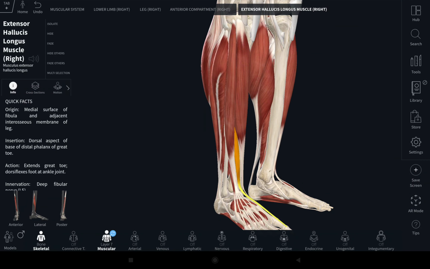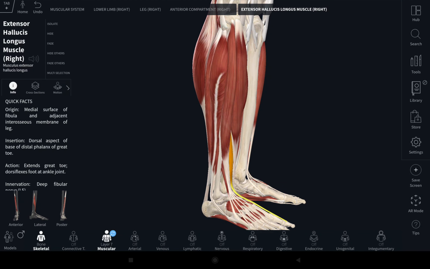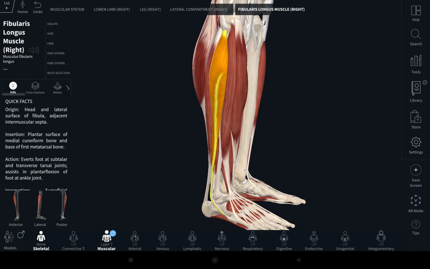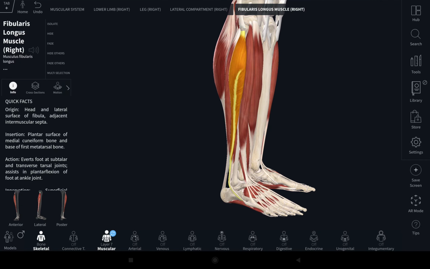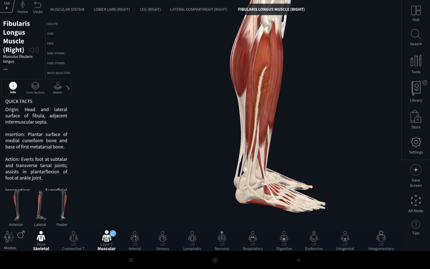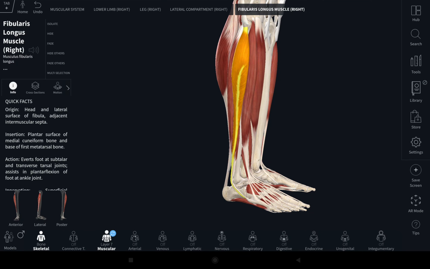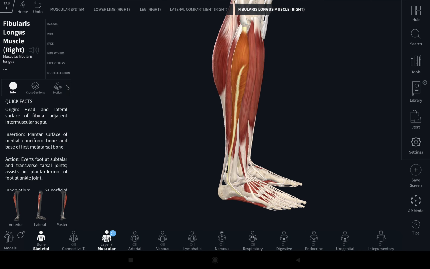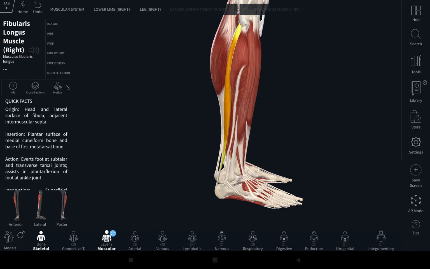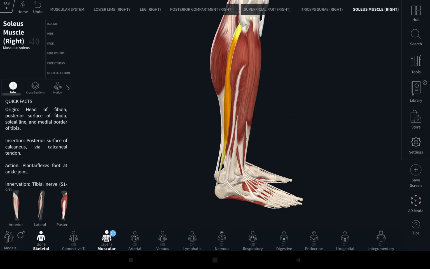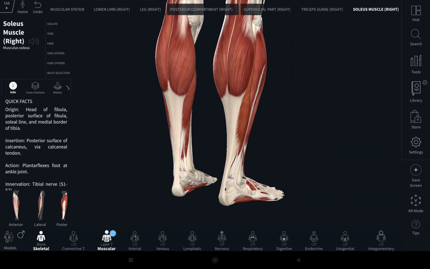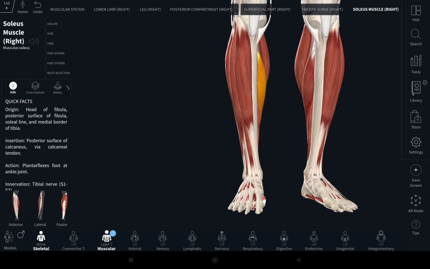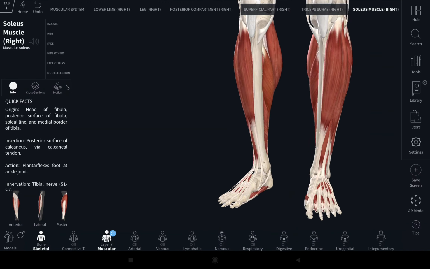If we go more lateral, there is the fibularis longus muscle, whose other name is the peroneus longus muscle. Look carefully. Further lateral, the muscle is the soleus muscle. The soleus is a muscle of the back of your leg.